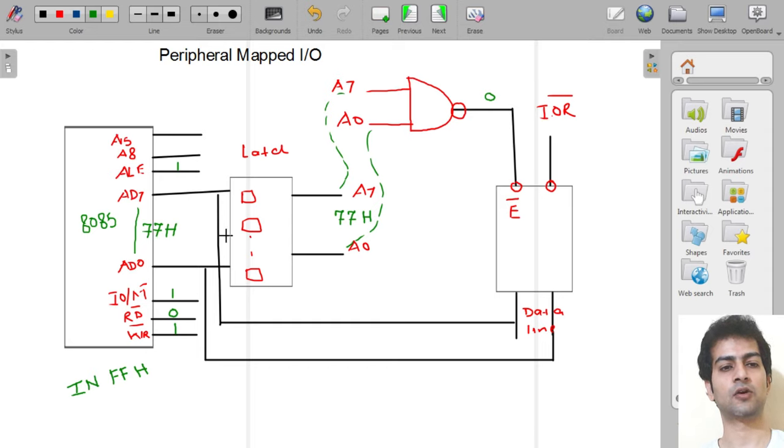Here the data will not coincide with 77H, because by this time ALE has become 0. So this data gets latched at the output of the latch module, and this data will come here and go here, because now AD7 to AD0 is acting like a data line. So this is how a microprocessor reads data from an input device.